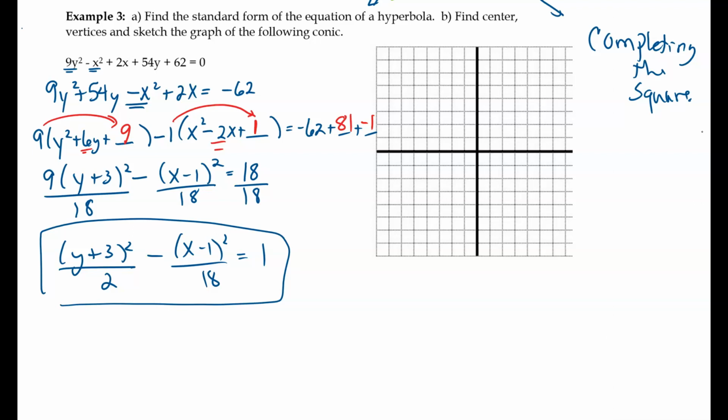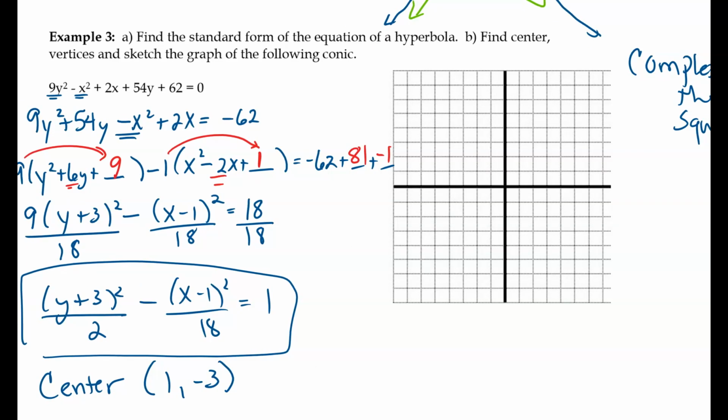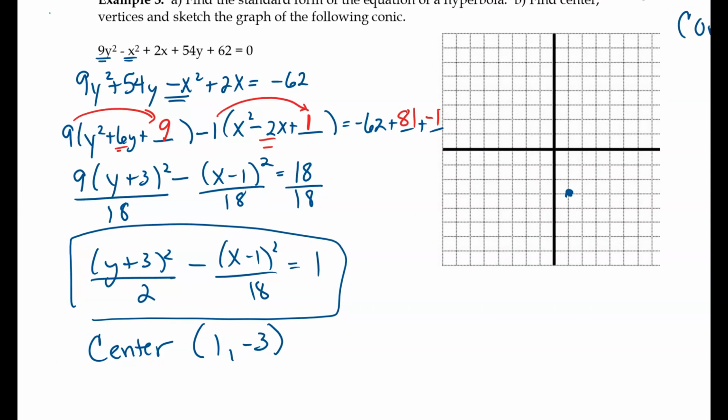Thank you very much. All right, so with this one, just remember a few important things. You should be able to figure out the center. The center is 1, negative 3, because remember it's y minus k and it's x minus h. So that's why it's 1, negative 3. So I'm going to go down here. 1, negative 3. Okay, my friends. And then we have to use A to find the vertices.